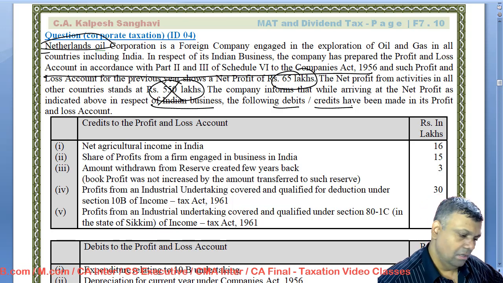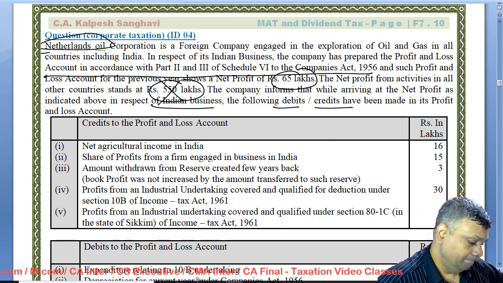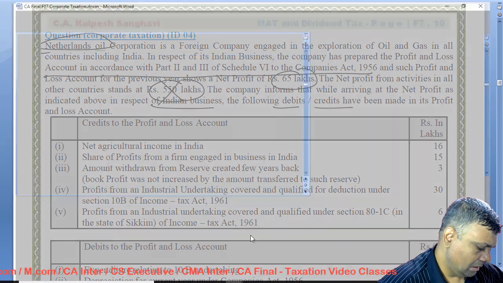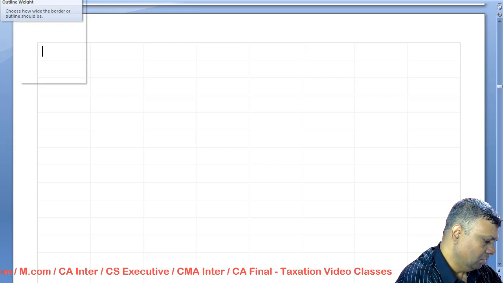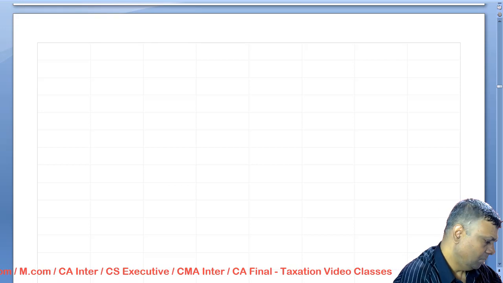Is that okay? So let us make a note of all these things. First of all, this is a good question with a good amount of notes. Question ID number 04.